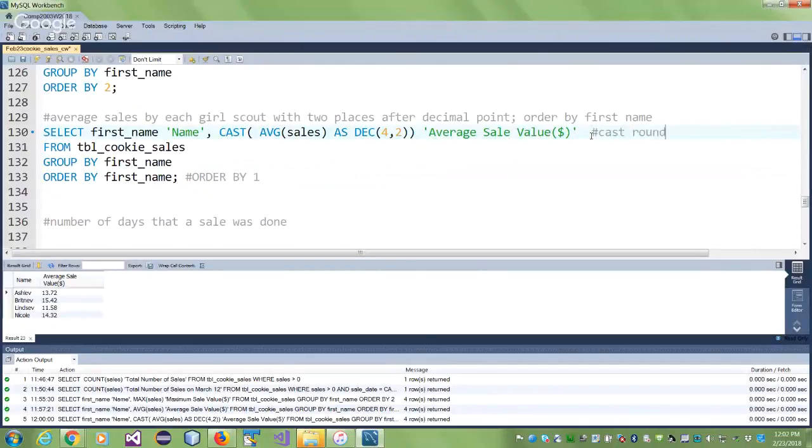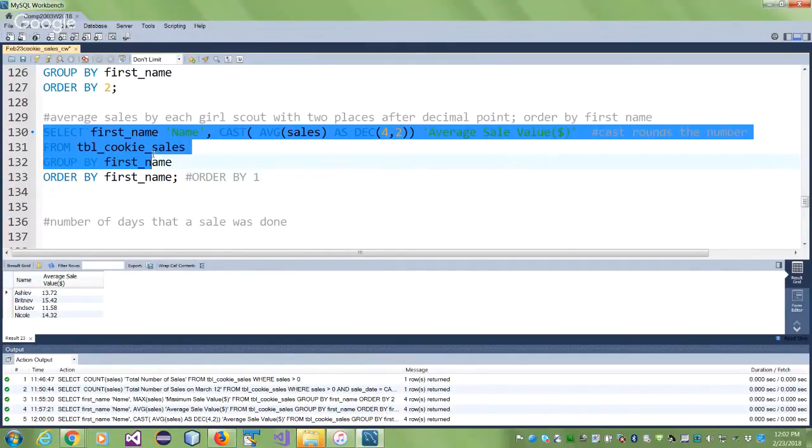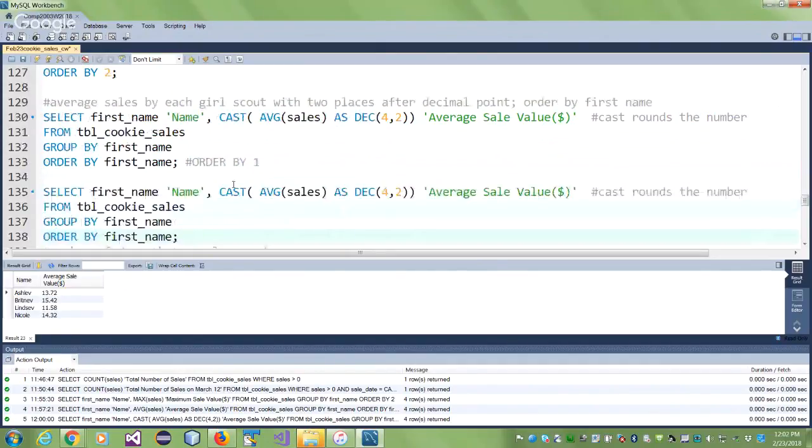Cast rounds it. We found that out, right? Take the same code again, and instead of cast, use the round function. So I'll say round.